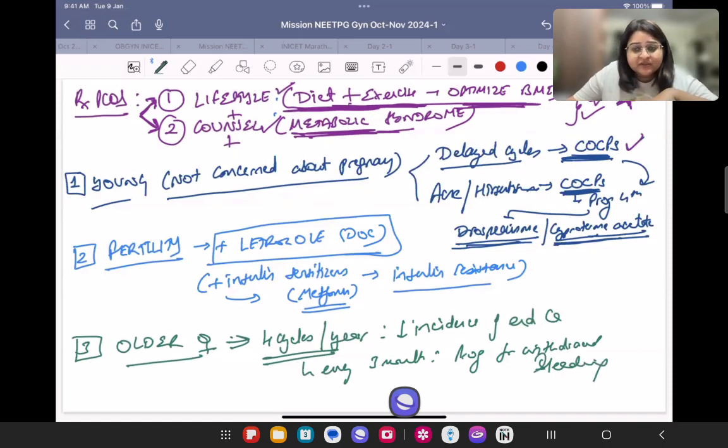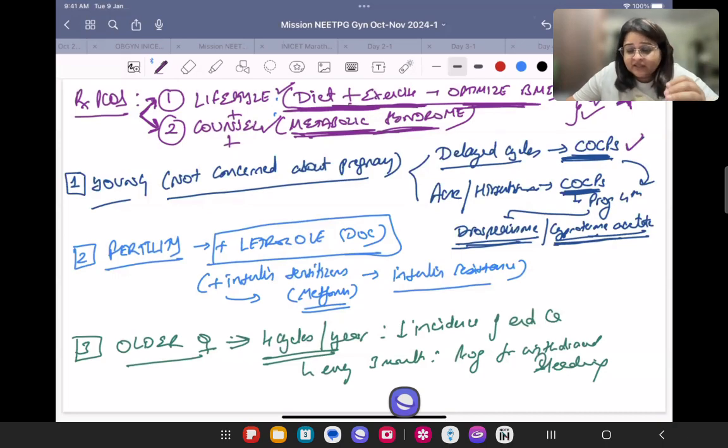Okay, so this is what you do in the older woman. So this is what you need to understand when you get a question on management of PCOS. In all three categories of patients, the paramount thing is: tell her to diet, tell her to exercise, tell her to get into a normal BMI, which I continuously try to do, but I don't get time, which I understand, with all other women or girls who have PCOS, and counsel them of the risk of metabolic syndrome.